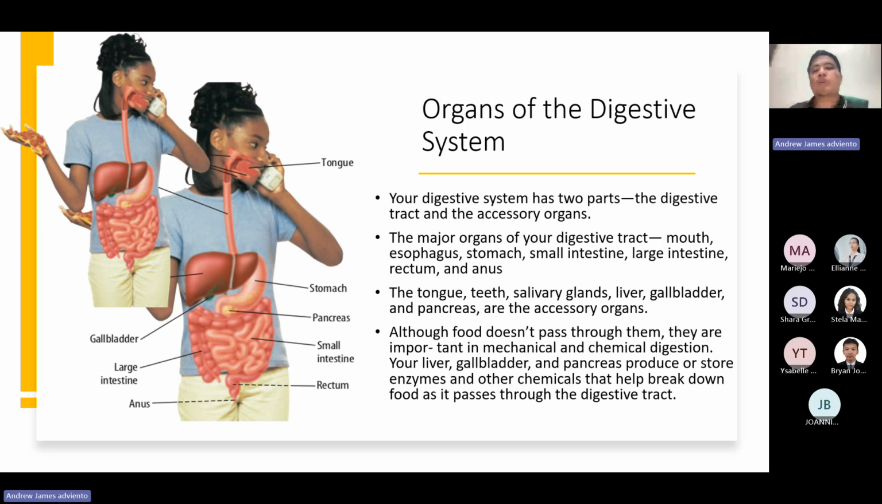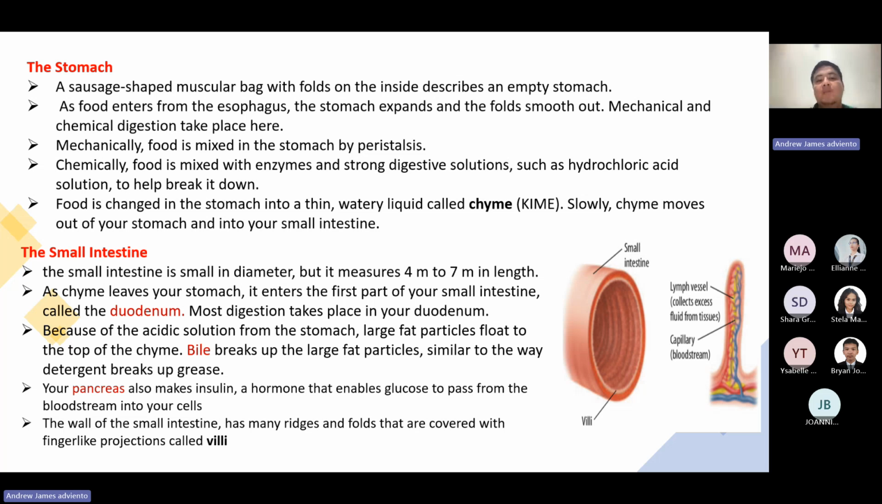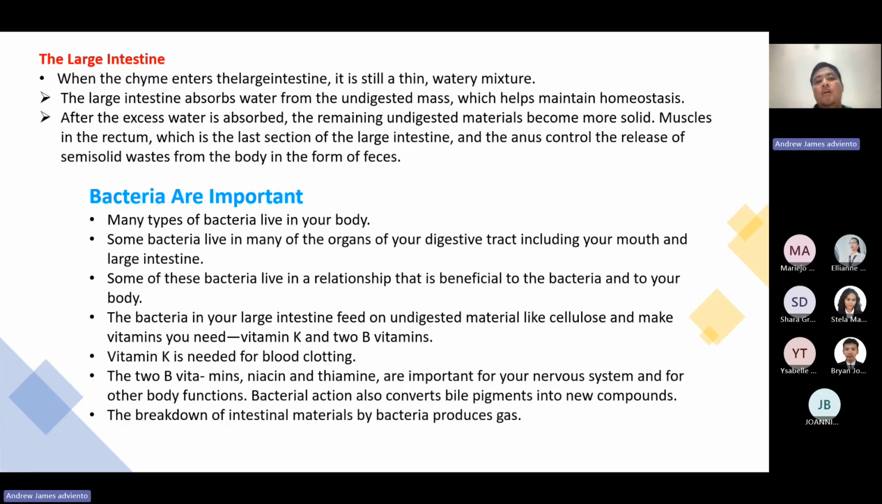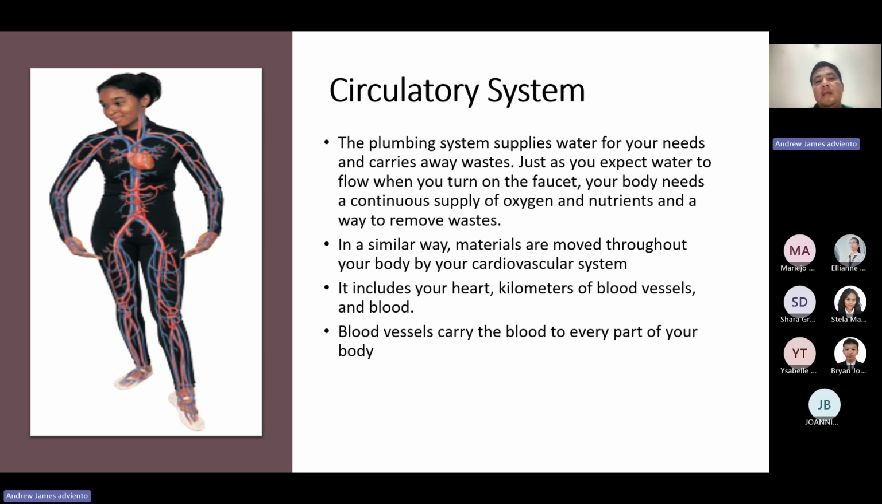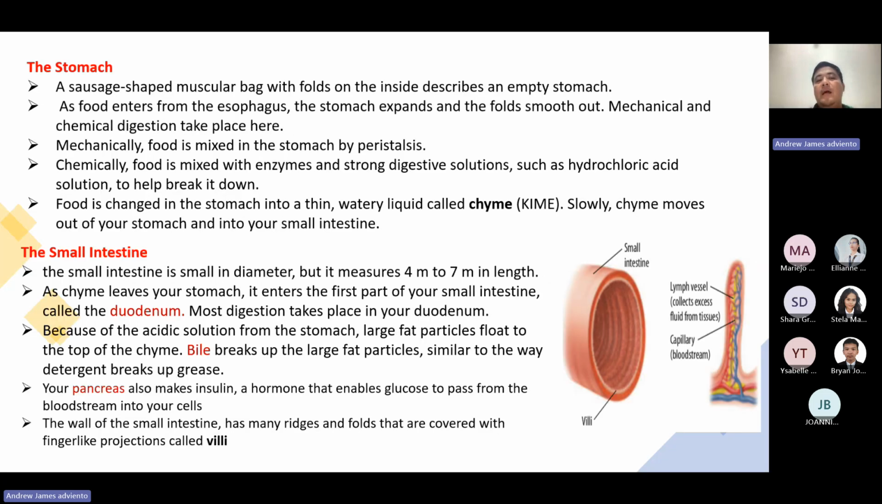So these are the organs in our digestive system. Of course, it starts with our mouth, it goes to our esophagus, and then from the esophagus, it goes to our stomach, the small intestine, large intestine, and then after that, the waste can be stored first in the rectum for a while, and then it goes out through our anus.